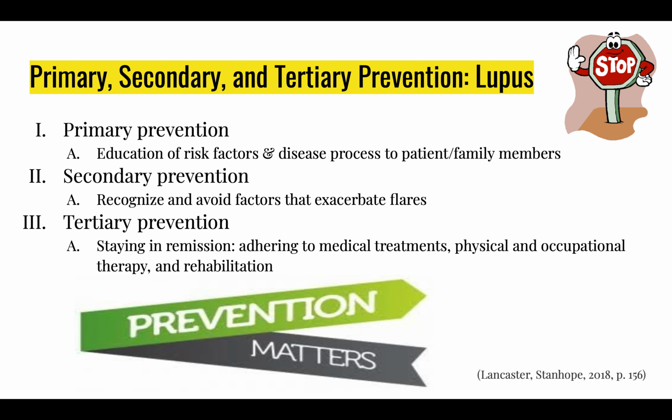Secondary prevention includes recognition and avoidance of factors that exacerbate flares, and examples of factors would be ultraviolet rays from the sun or fluorescent lights, infections, exhaustion, physical or emotional stress, low vitamin D, and cigarette smoke, and this includes secondhand smoke as well. As for tertiary prevention, we want the child to stay in remission for as long as possible, and we do that by adhering to medical treatments, having the child go to physical and occupational therapy, and maybe rehabilitation.